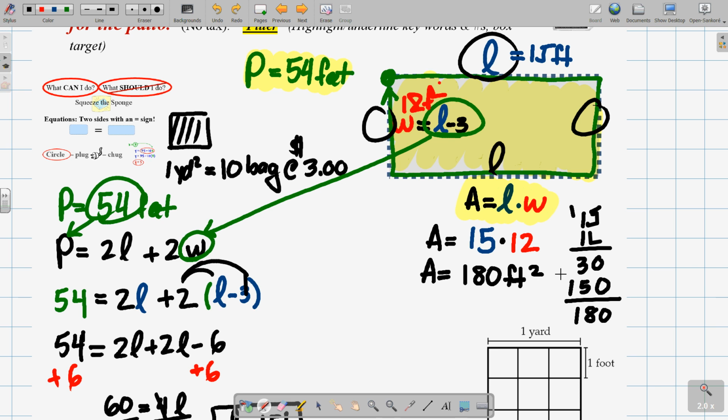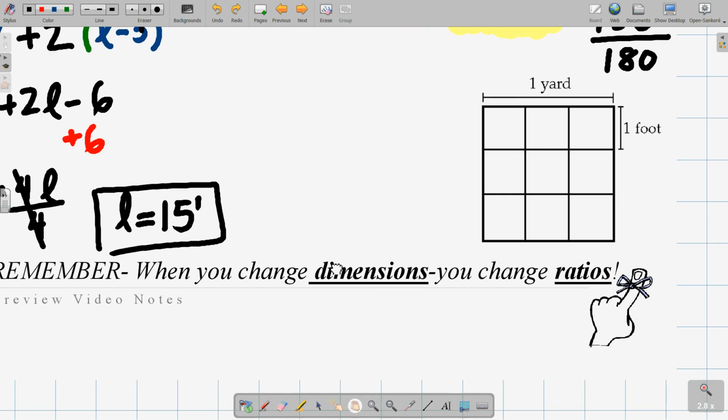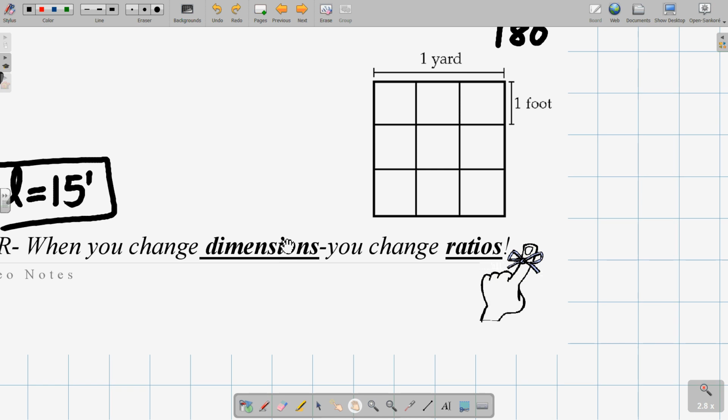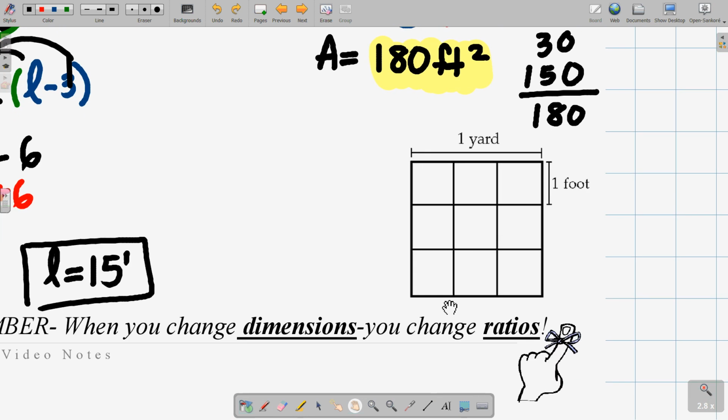Now the concrete comes per square yard, and our area is in square feet. So we need to get square feet into square yards. Be very, very careful here. Most of you think feet and yards is a 1-to-3 conversion rate. It is not. Take a look down here. When you change dimensions, you change ratios. Area is in the second dimension.